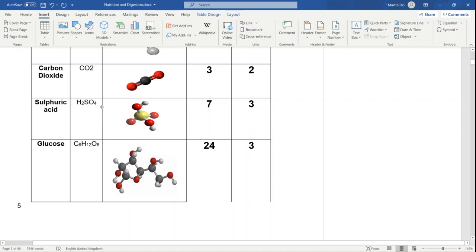This next example is a little bit trickier because now we have sulfuric acid, something that isn't as common. We have H2SO4. So H2 plus 1 S plus 4 O's, we have a total of 7 atoms, as well as 1, 2, 3 different elements. Glucose or sugar, C6H12O6. 6 plus 12 plus 6. We have a total of 24 atoms, and again, 3 different elements.